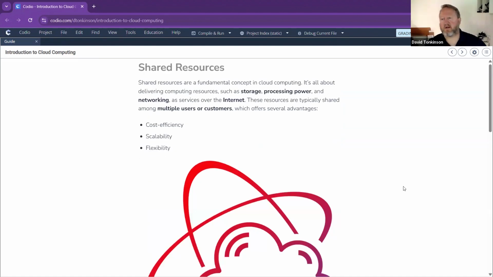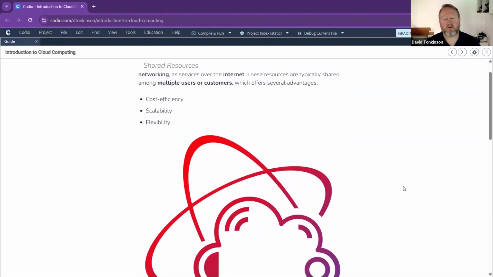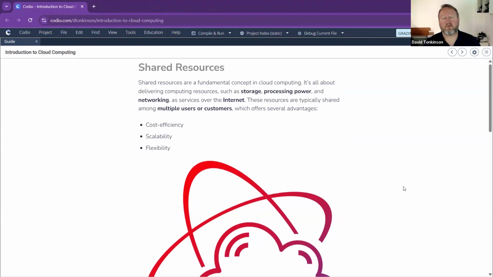So those are cloud computing use cases. So let's have a little look at shared resources. Why is it so effective? We know that we are sharing the resources on it. We're sharing the storage, the processing power, which is commonly known as compute power, and the networking.